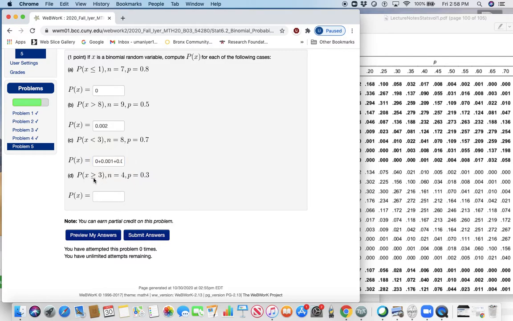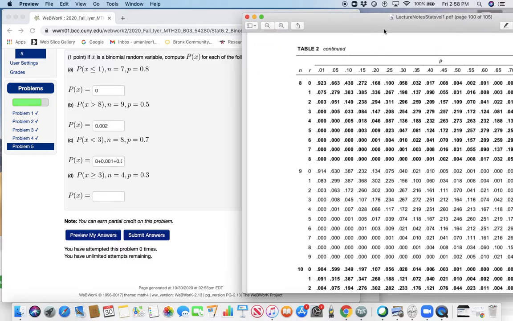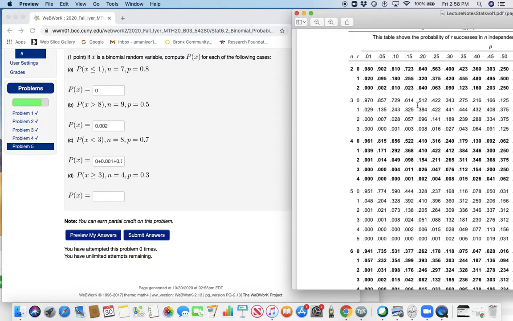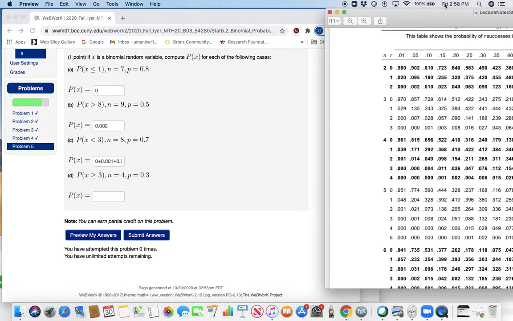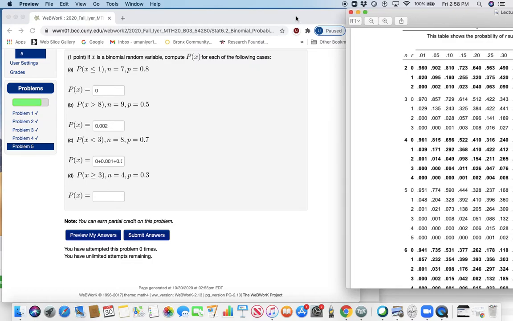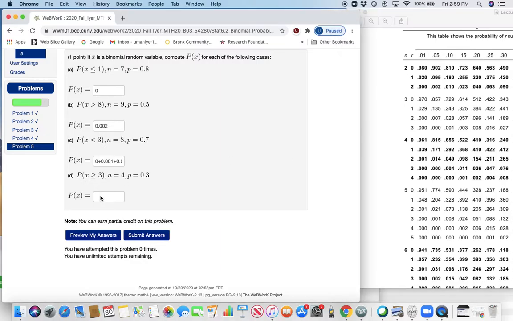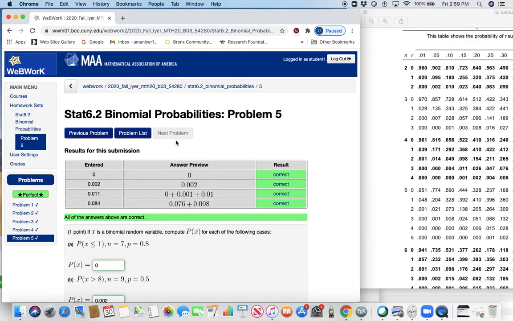Now lastly, x greater than or equal to 3 when n is 4 and p is 0.3. So n is 4 and p is 0.3. All right. And you want x greater than or equal to 3. Greater than or equal to 3 means 3 or 4. These are the only two options when n is 4. So my numbers are these two. So you get 0.076 plus 0.008. All is correct. That's the last problem.